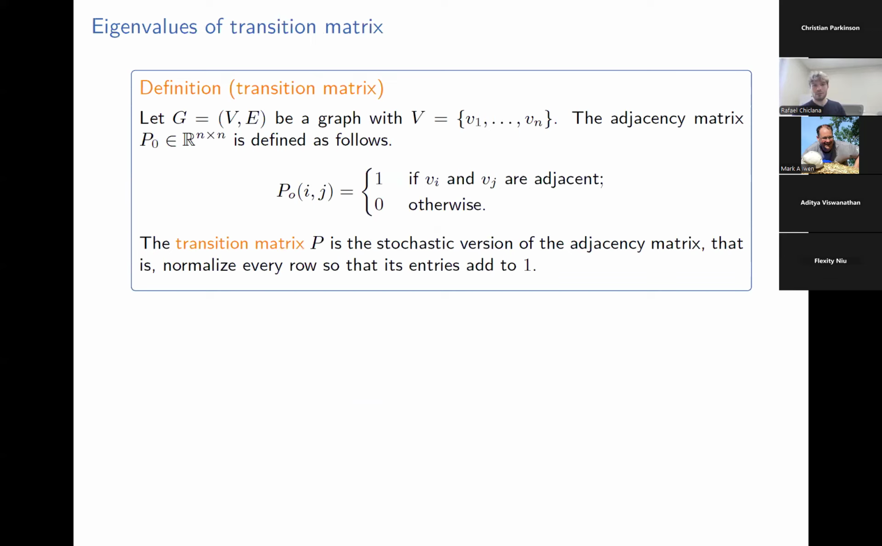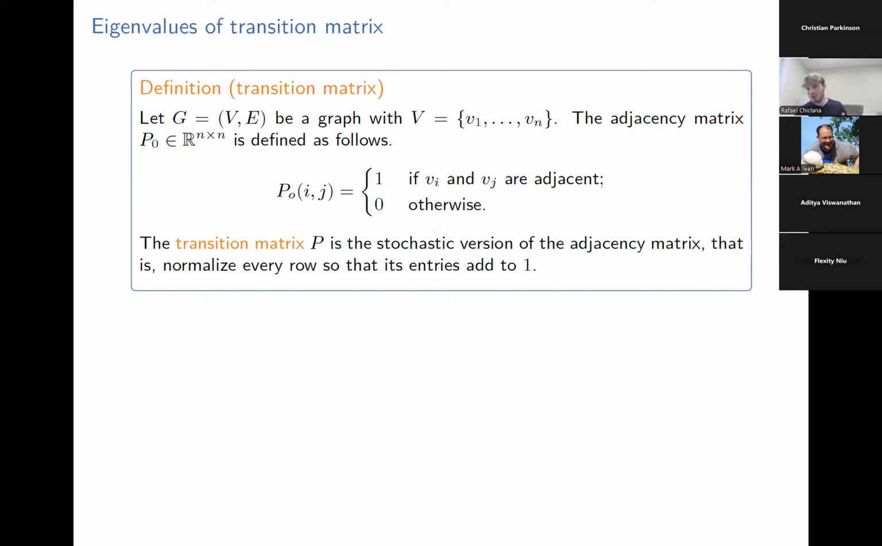So let's consider, okay, we have our graph, we have n elements. Now we will consider the adjacency matrix of this graph, which is an n times n matrix where each entry of the matrix will correspond to a pair of vertices. We will put a 1 if those vertices are connected and a 0 if they are not. And now we will normalize the rows of this matrix to make sure that they add to 1, and so we have a stochastic matrix. This is called the transition matrix.